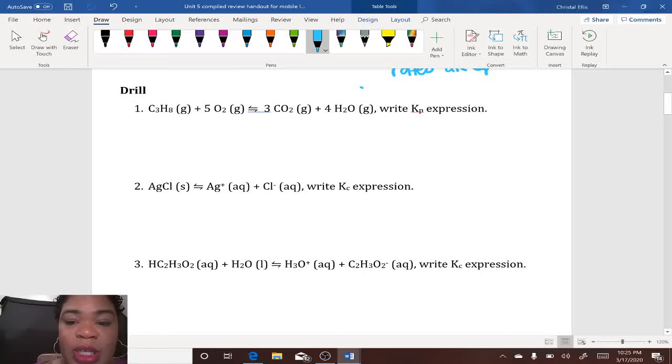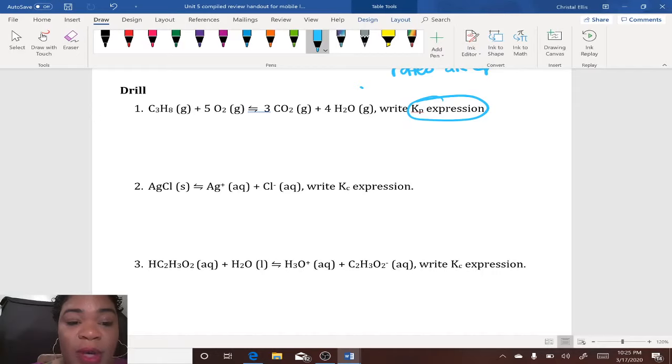For concentrations and for gases, we have our Kp, or anything K, is always products over reactants. And there is one thing that I need you to think about. There should never be any solids or liquids in your equilibrium expressions.